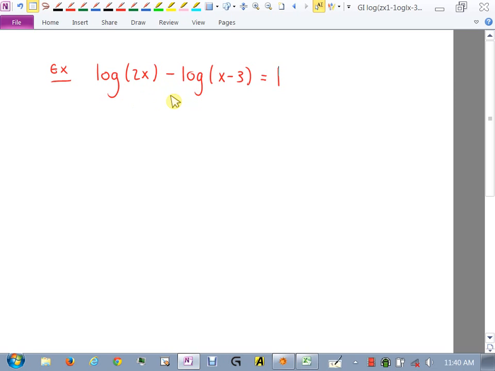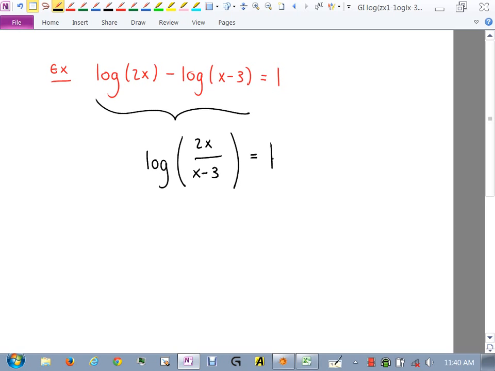Because now when I put these together, it's not going to turn into multiplication, it can turn into division. So I'm going to have a different type of equation here. But let's go ahead and do it. These two come together. Log of, here's my division, 2x on top, x minus 3 on the bottom, equals 1. Now what?